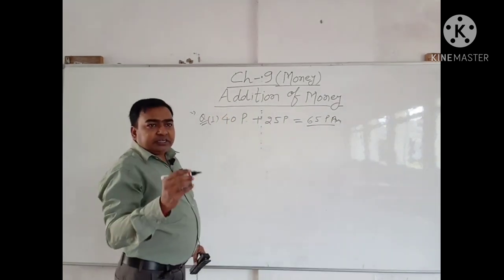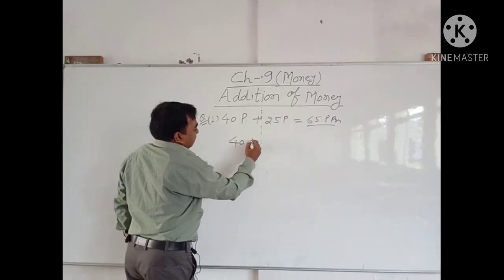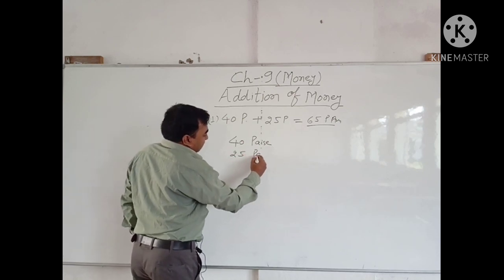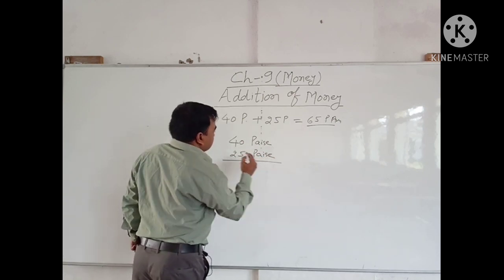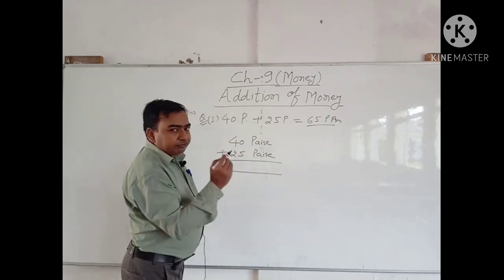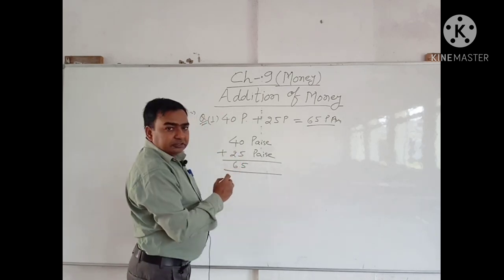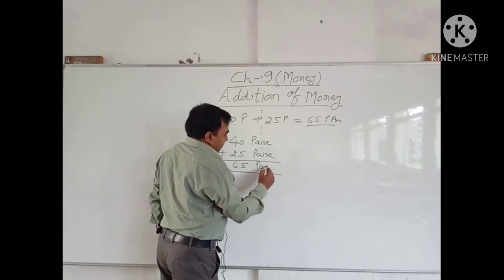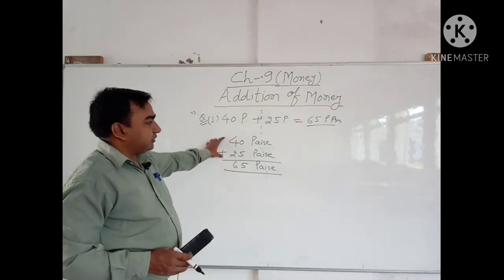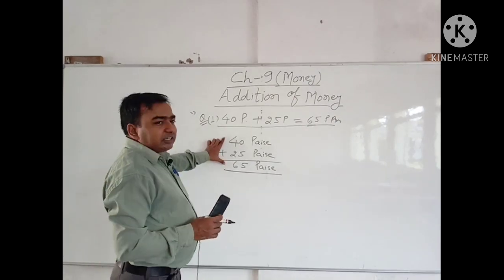Okay. But when we write this number like this, 40 paise and 25 paise, what is the answer? 0 plus 5, 5, 4 plus 2, 6, 65 paise. This is the column method. This method is called the horizontal method, and this method is called the column method.